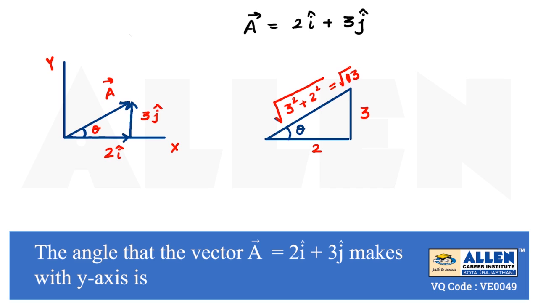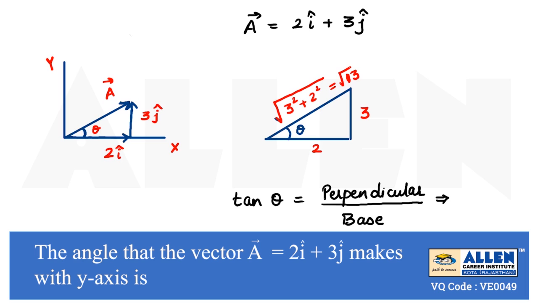Now we will see what the angle theta will be. Theta can be calculated with the help of the given figure, that is tan theta. It can be represented with the help of perpendicular over base. So perpendicular is 3 and base is 2. So we are getting 3 by 2 as tan theta, which is the angle with the x-axis, but here we have to find the angle with the y-axis. So we can modify this like this.